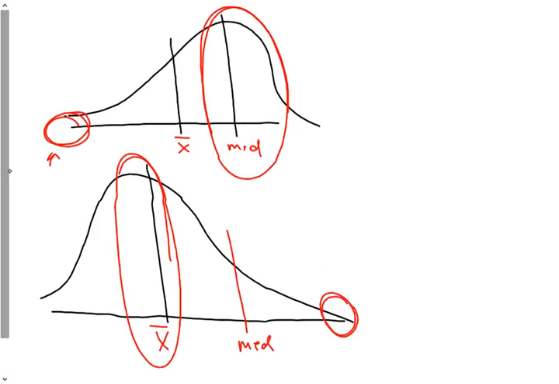So, these two things, this is called skewed left, and this is skewed right. And that's what we're identifying in the first section. Draw a distribution given a couple things.